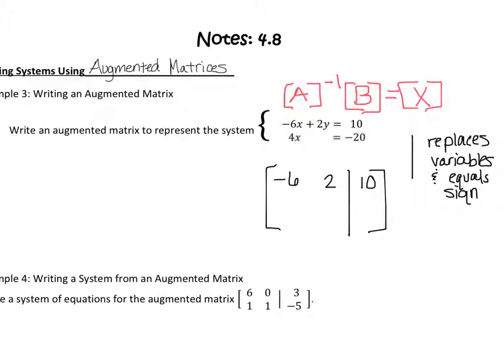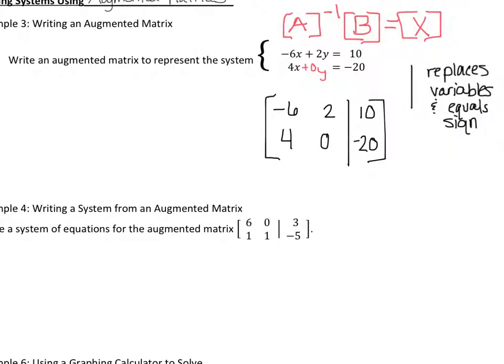All right, so what will the second row be? 4, 0, -20. Very good. Because we have like a +0y right here. So the big difference in this is that you're only making one matrix, but it has this weird line thing in it. Okay, but that just kind of replaces the equal sign. If you've got a matrix like this, you know that you're dealing with systems of equations. All right, that's why we haven't used it up until now.